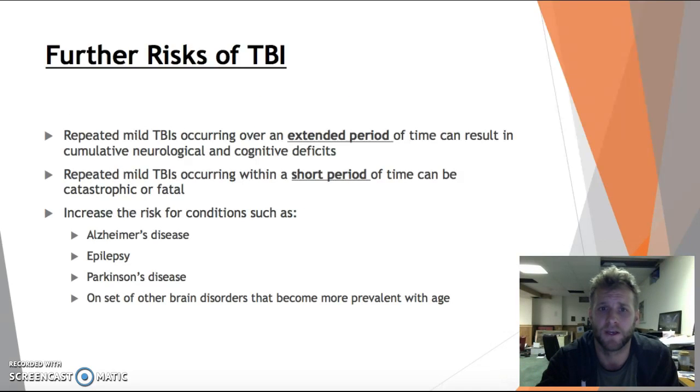Further risks of TBI: if you're getting repeated mild TBI over an extended period of time, maybe days or weeks, you could have neurological or cognitive deficiencies that you're kind of dealing with. And if it's over a short period of time, like minutes or seconds or hours, it could be very catastrophic or fatal to you. So you have to be careful of that. I could see that in both football players or maybe soccer players heading the ball. I could even see it in senior citizens maybe falling. And again, if you look even further, some risks of those conditions, like when you get those multiple or repeated TBIs, you put yourself at an increased risk for Alzheimer's, epilepsy, Parkinson's, and onset of other brain disorders as well.